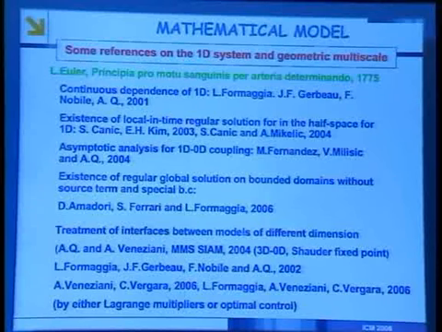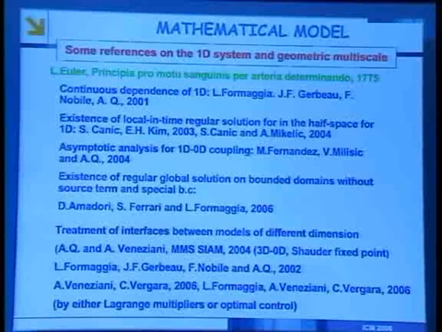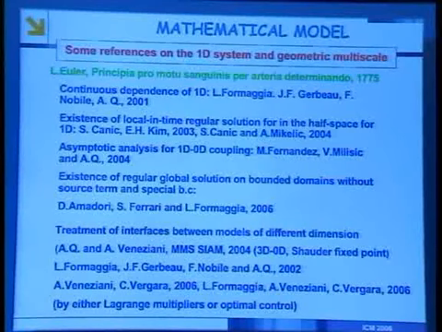Then you have a series of papers dealing with the continuous dependence of the 1D system on the data, existence of local in time regular solution in half space for 1D by Čanić, Kim, and Mikelić, asymptotic analysis for 1D zero-D coupling, existence of regular global solutions on bounded domains without source term and special boundary conditions, and treatment of interfaces, because you have to set up suitable models to have the different models interact with one another, the 3D with the 1D and the 1D with the 0D. And here we use either Lagrange multipliers or optimal control to account for this interface treatment.